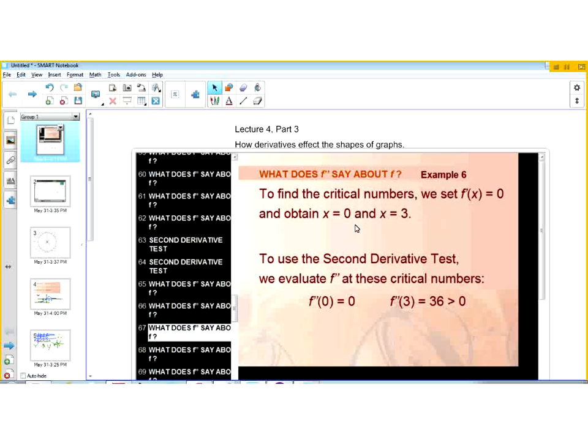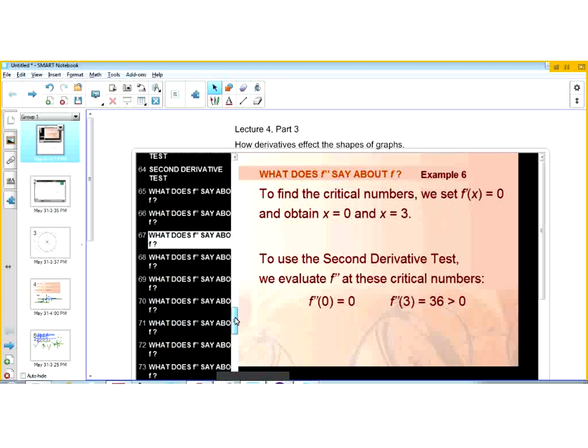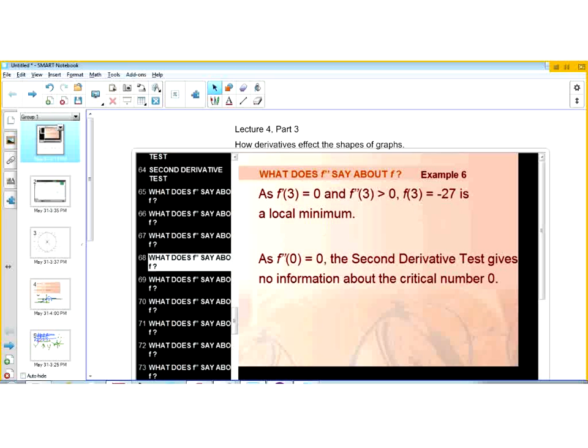To find the critical numbers, set the first derivative equal to 0. They occur at x equals 0 and x equals 3. For the second derivative test, we evaluate the second derivative at the critical numbers. f double prime of 0 is 0, so we can make no conclusion as to whether x equals 0 is a local min or a local max. But f double prime of 3 is 36, which is greater than 0, so x equals 3 is a local minimum. For x equals 0, we don't know. We need further investigation, probably the first derivative test.